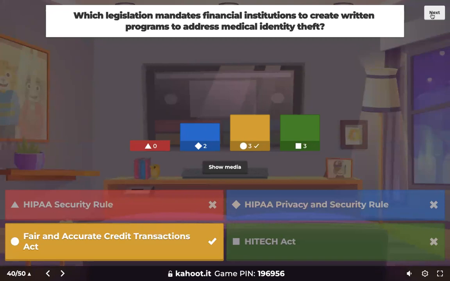All right. So the answer was Fair and Accurate Credit Transaction Act. There was a tie between that and the High Tech Act, which is dealing more with just having EHRs and technology be used in healthcare. So that's definitely not the answer. So if you guys didn't know all these different rules and legislation, please be sure you do and jot those down. It'll also be on YouTube as well. But just so you guys know, you have to know these things backwards and forwards.